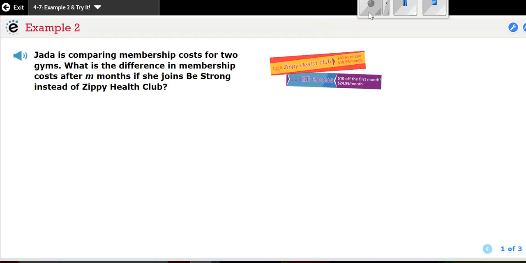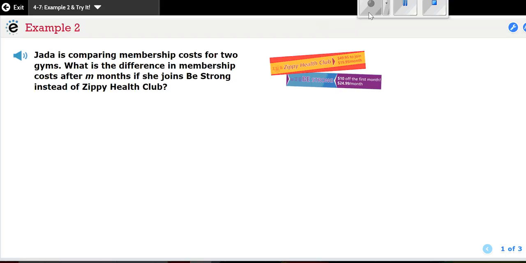All right, welcome to topic 4-7. In example 1, you looked at combining two expressions, and those two expressions, as they came together, first used the distributive property. And the fact is, when you are subtracting two expressions, you actually always have to start with the distributive property. And in example 2, we're going to see why you always have to start with the distributive property.